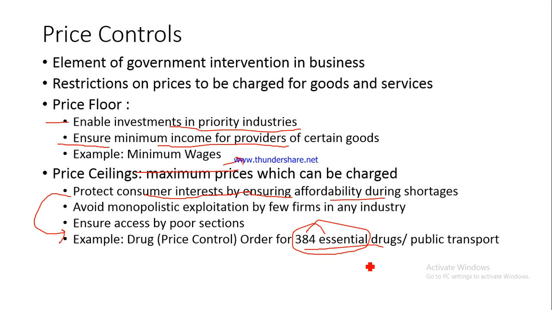Naturally, if the prices are under check, if the prices are under control, they are not allowed to rise to a great level. Naturally, the poor sections of the society would be able to afford these essential drugs, very, very important drugs, right? Likewise, in public transport also, there are price ceilings at times. If you go to State Road Transport Corporation, I hope you remember that the state government fixes the rate at which the prices can be charged.